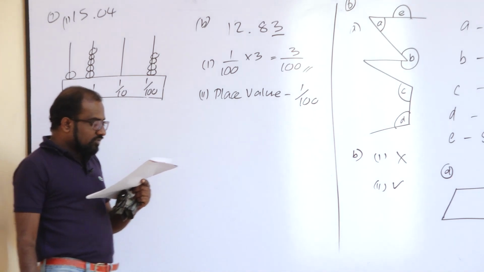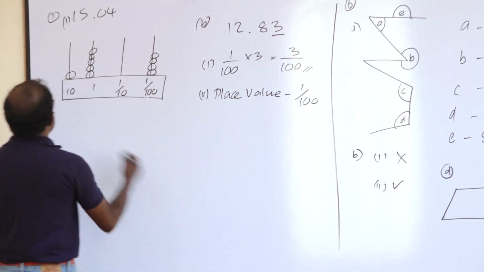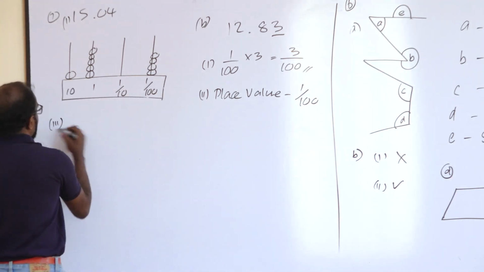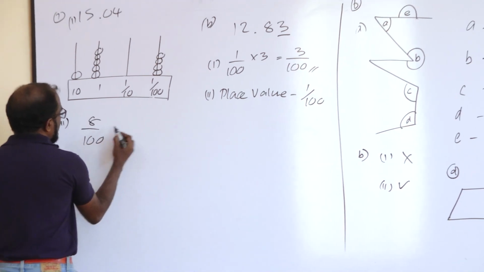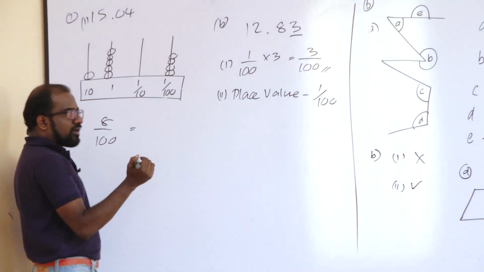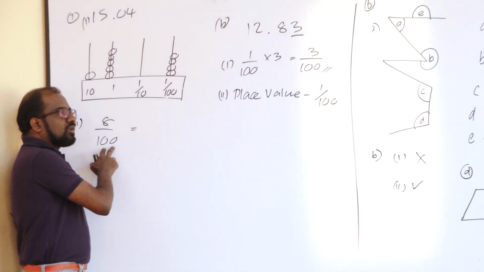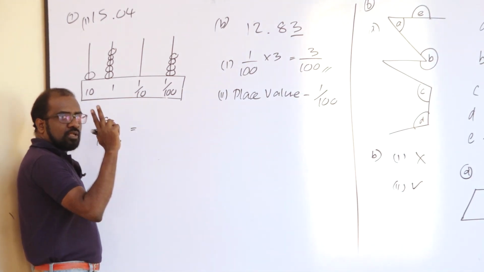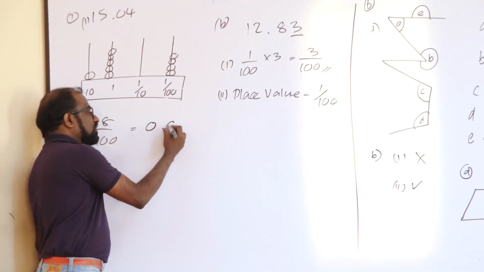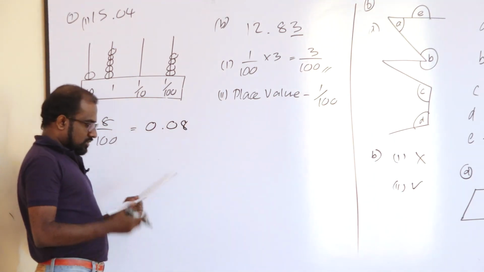Next one. Convert over 100 into decimal. They are easy. Write 8/100 as a decimal. If they are written out of hundreds, there should be 2 decimal places. So the answer is 0.08.